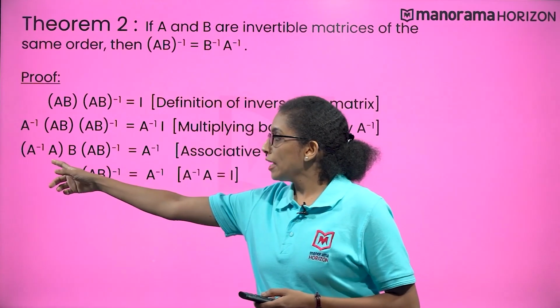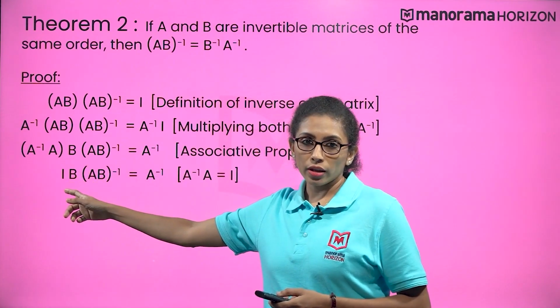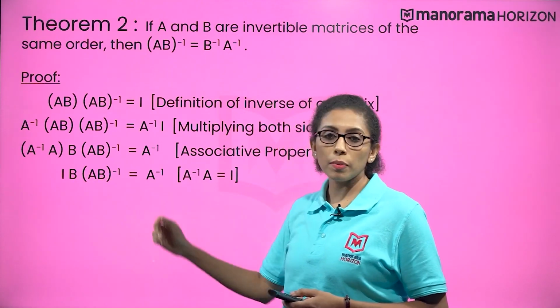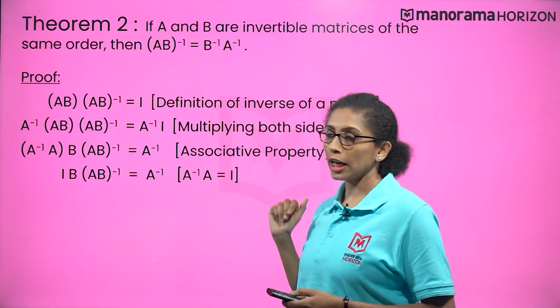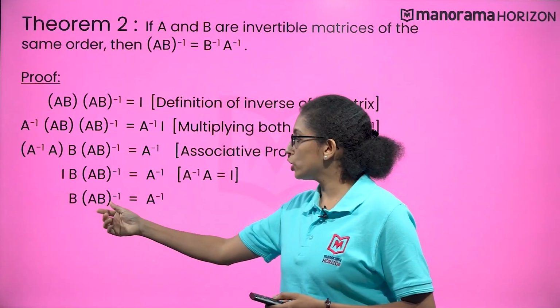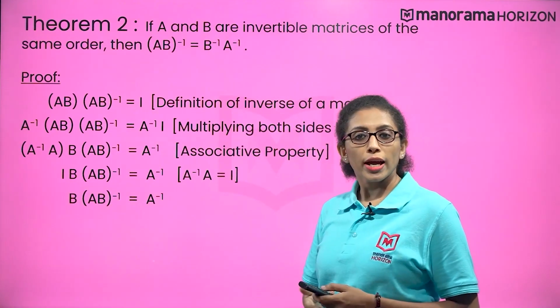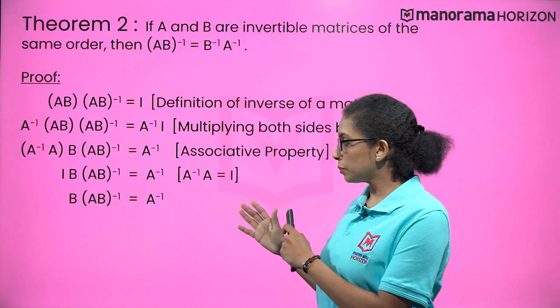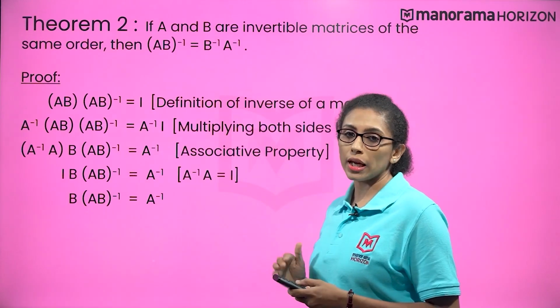Now, A inverse into A is nothing but I. So, I into (AB) inverse is equal to A inverse. That is, again rearranging, B into (AB) inverse is equal to A inverse. Now multiplying both sides by B inverse.